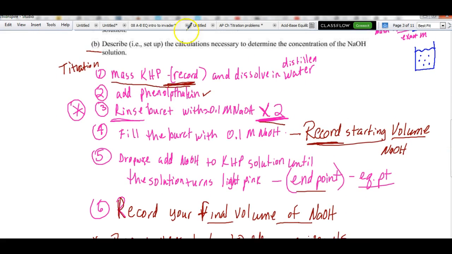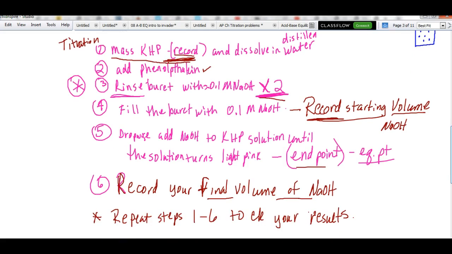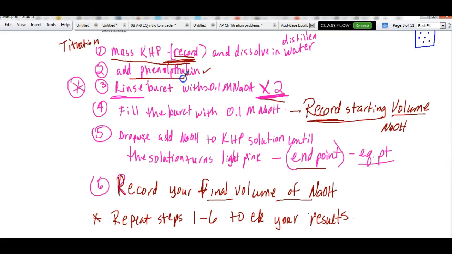Okay, so again, we're going to mass it, record that mass, because we're going to have to take that mass and figure out how many moles. Then we're going to add our phenolphthalein. Don't forget this, otherwise you have zero way of knowing when it changes color. You've got a test coming.